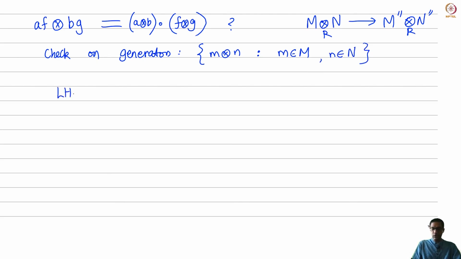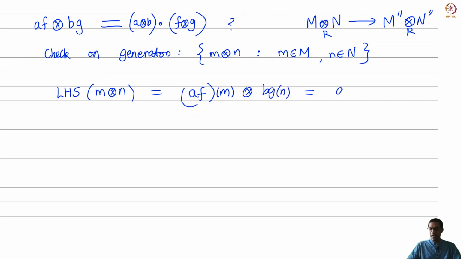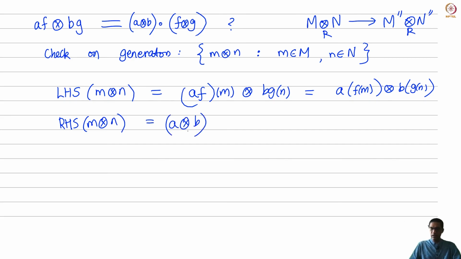Okay, so let's apply the left hand side on those. If you take the left hand side and you apply it on M tensor N, then by definition this is just AF of M tensor BG evaluated on N, which by definition is A acting on F of M tensor B evaluated on G of N. Okay, now let's apply the right hand side on M tensor N. Observe this is again by definition A tensor B evaluated on M tensor N, again that's A on Fm tensor B of Gn. Okay, which is obviously the same. So the left hand side and the right hand side are exactly equal.